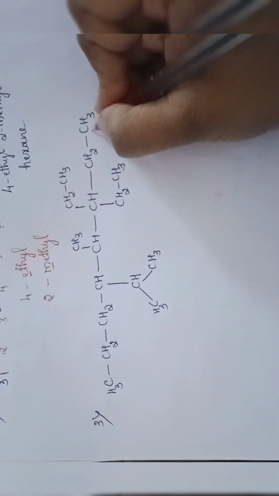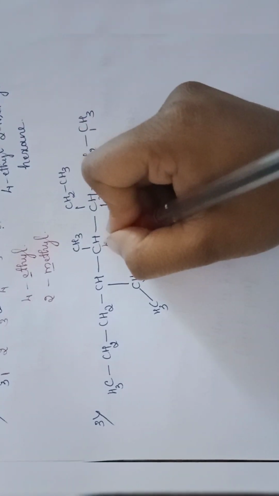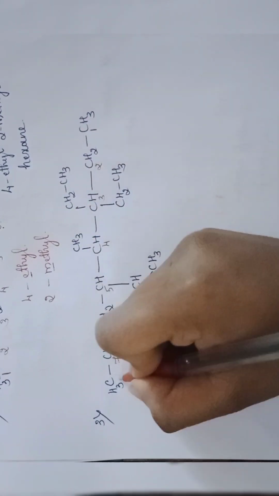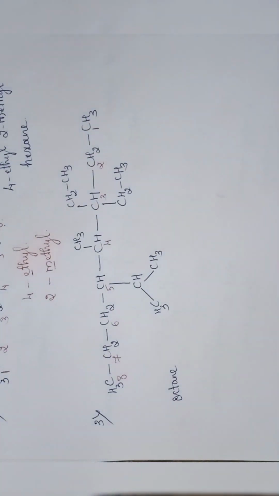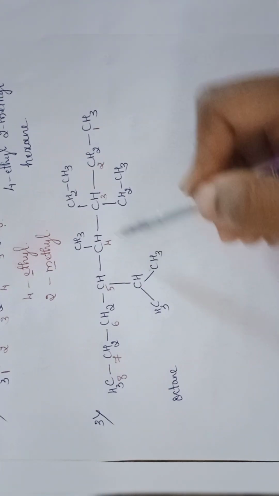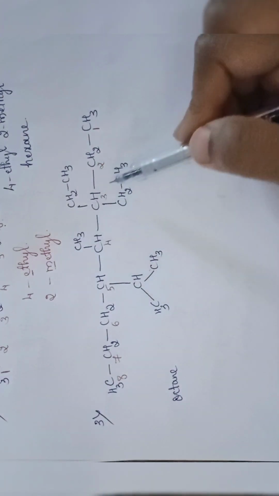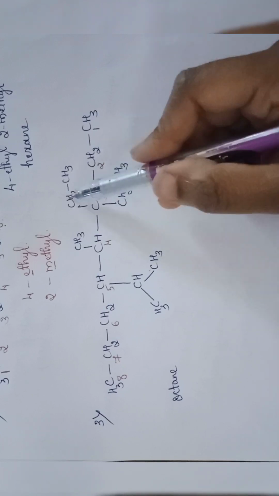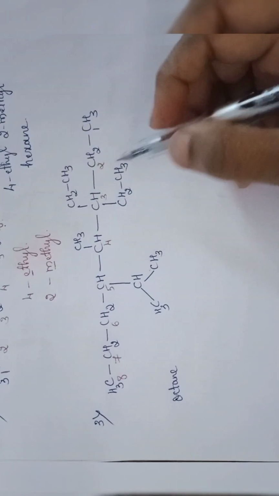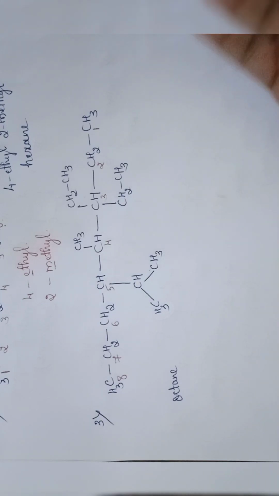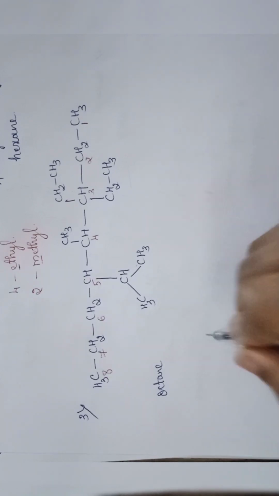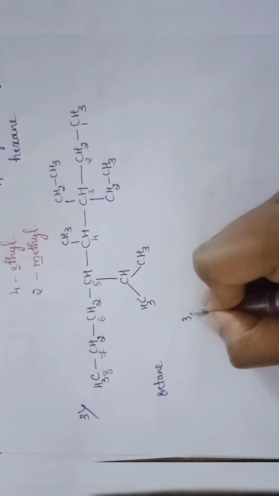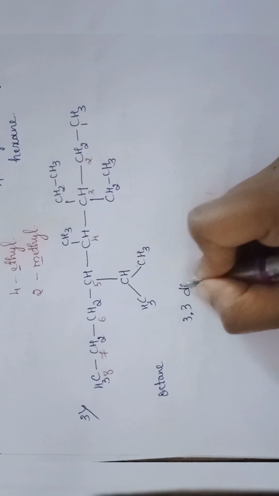Next example. The numbering starts from 1, 2, 3, 4, 5, 6, 7, 8. 8 means it is octane. At the 5th position there is a substituent, at the 4th position there is one substituent, and at the 3rd position there are 2 substituents and both are the same. In this we need to check the alphabet also. This is an ethyl group. E comes first, therefore the name will be 3,3-diethyl.